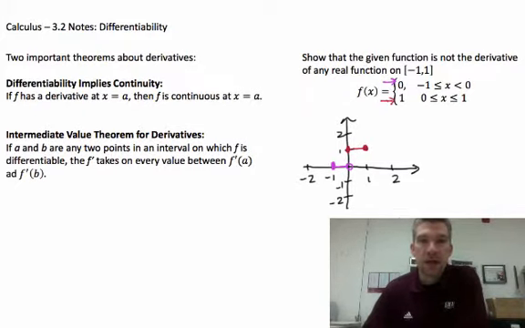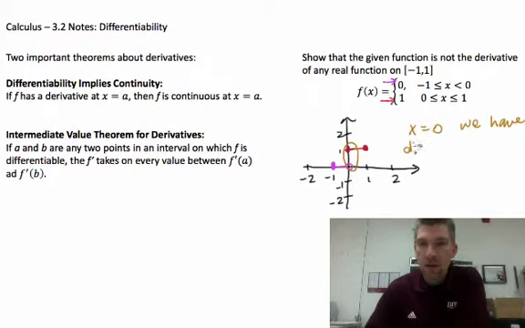And so the question is, show that the function is not the derivative of any real function. Well, why is it not the derivative of any real function? Because right here, when x is equal to 0, we have a discontinuity. And since we have this discontinuity, we cannot have a derivative.